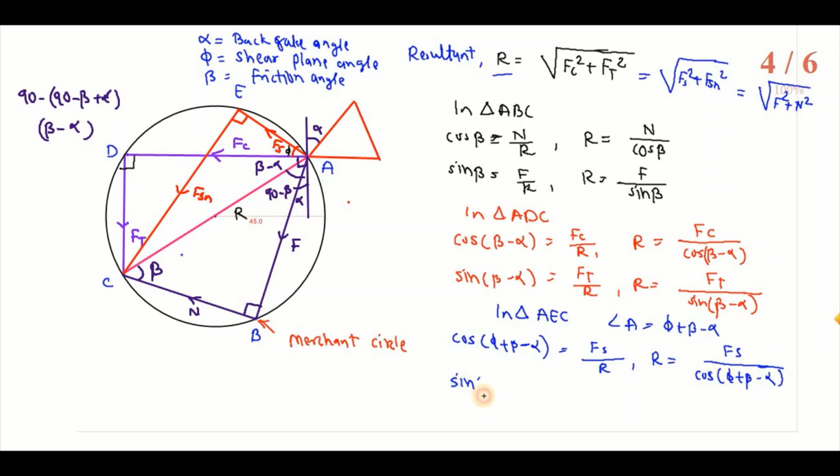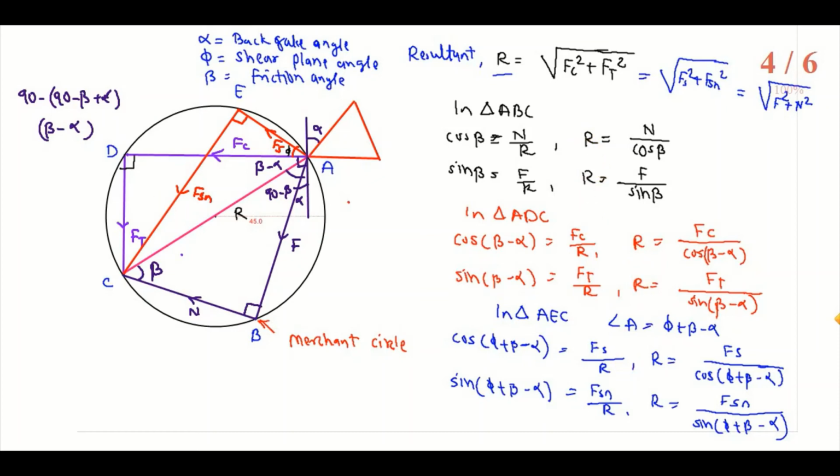And we can write sin(phi plus beta minus alpha) is equal to Fsn upon r. Fsn is the force normal to the shear force. We can write r is equal to Fsn upon sin(phi plus beta minus alpha). So we can develop the relationship based on this common hypotenuse. Everywhere in these three right angle triangles, we have developed the relationship for this r.